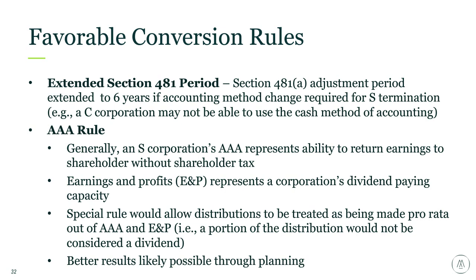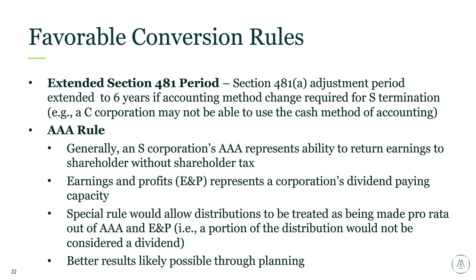if you're an S corporation and you meet this definition as an eligible terminated S corporation, and the accounting method change is caused by my conversion to become a C corporation, I can spread that 481(a) period out over 6 years. And so it kind of allows me to defer the pain of the 481(a) adjustment caused by my C corporation conversion out over a longer time period. And so that can be a nice little benefit for converting corporations.